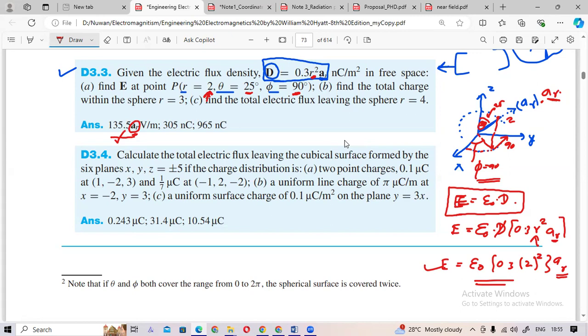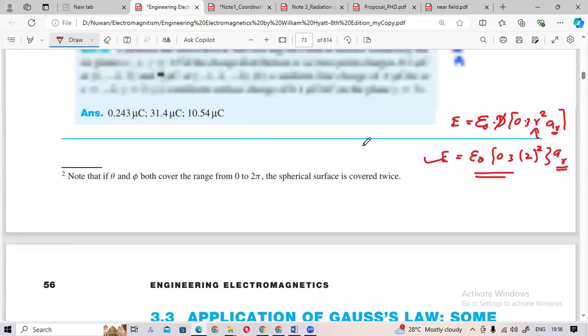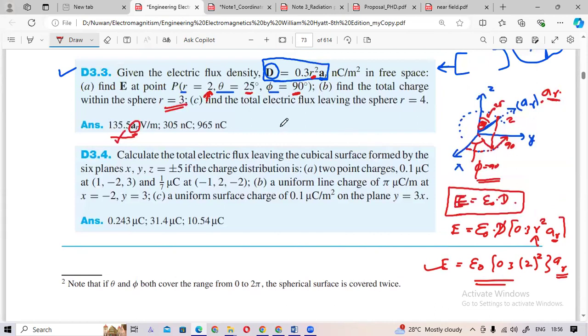Then the second part is to find the total charge within the sphere R equal to 3. Then we have to do an integration. Now they ask us to find the total charge within the sphere. That sphere is R equal to 3.